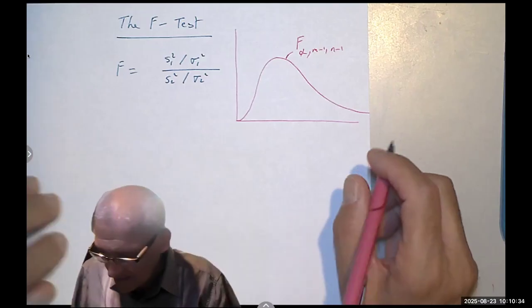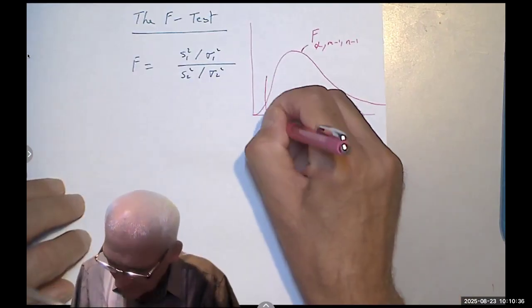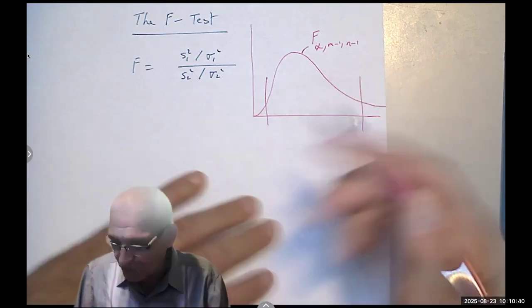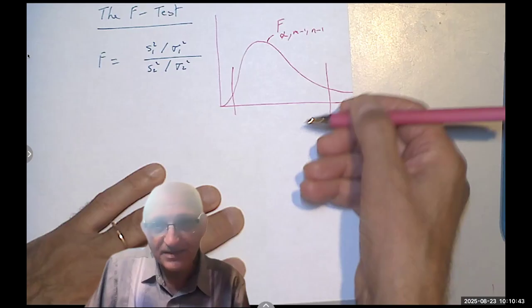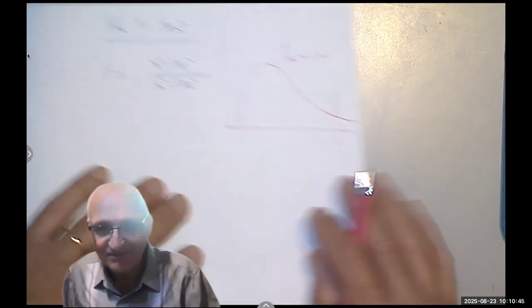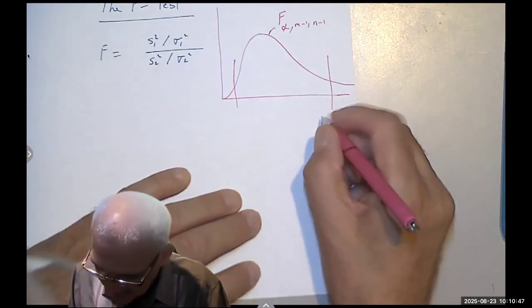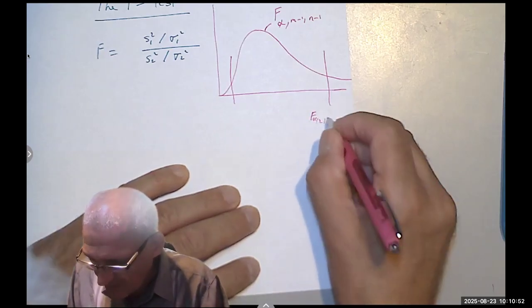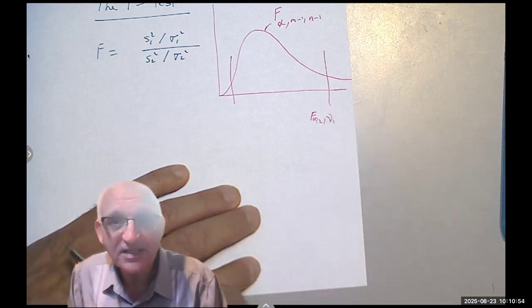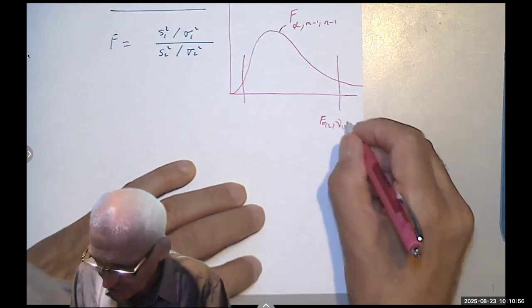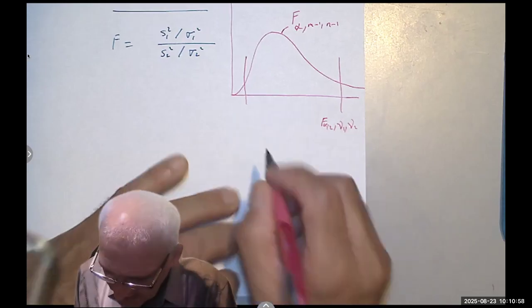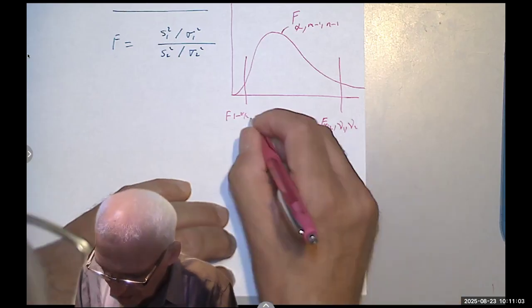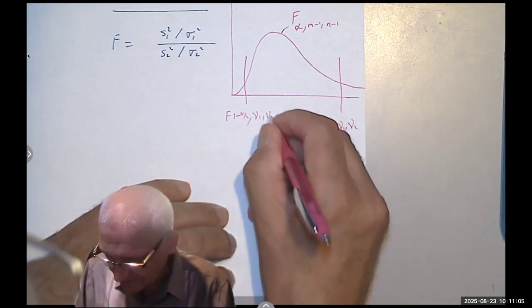For this value, remember the way we mentioned alpha over 2, we go from the right, but when we do the cumulative, we go from the left. So that's a little tricky. This one would be called f of alpha over 2, with numerator degrees of freedom that I'm going to call nu1 and nu2. And this is f of 1 minus alpha over 2, nu1, nu2.